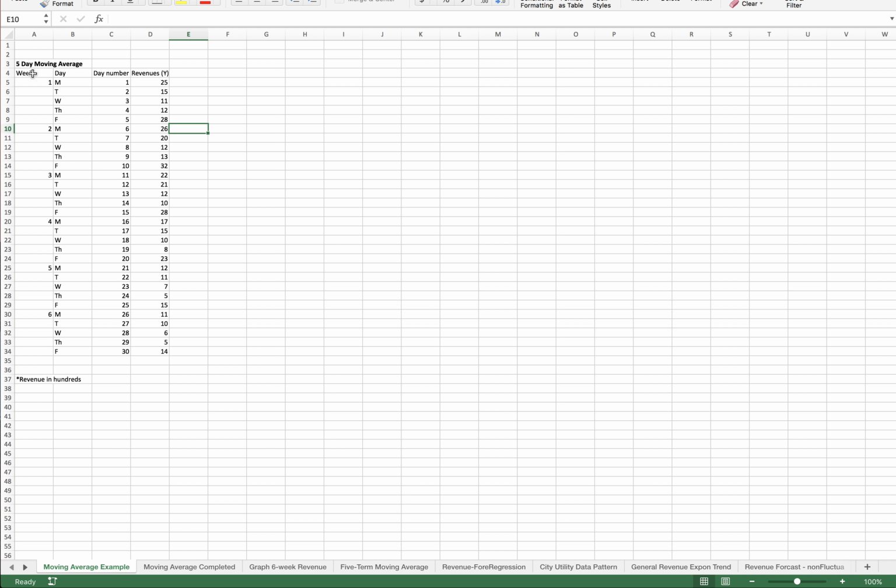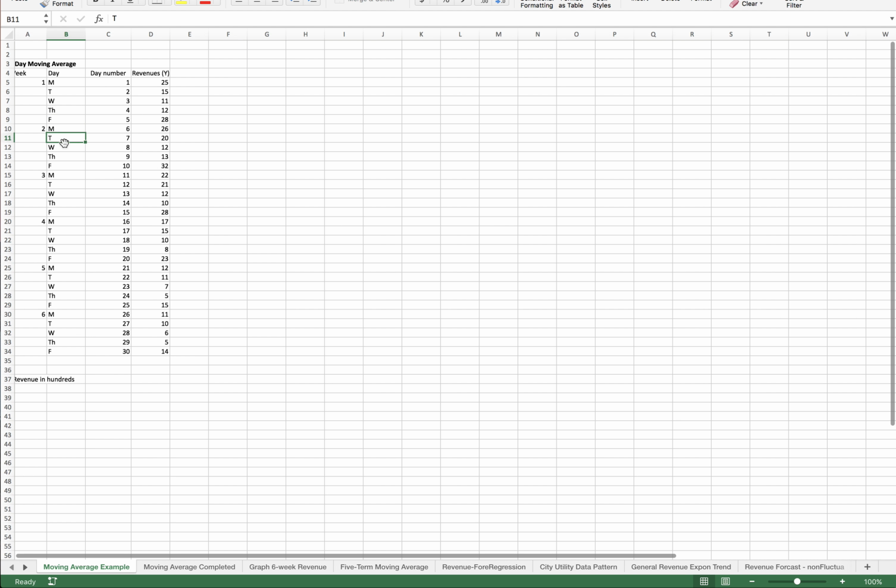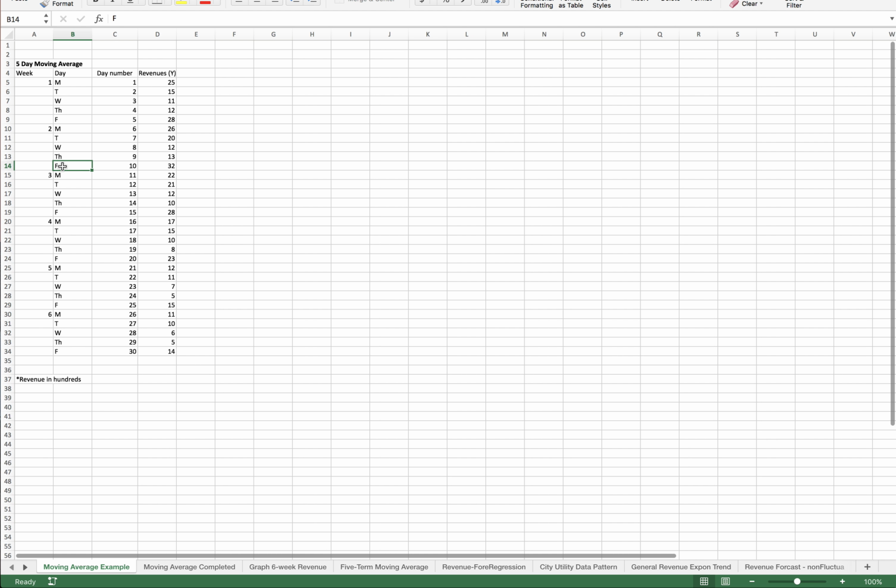So I set up my data right here, where I have my week, my day, then my day number, and then my revenues, right? Which is Y. And so you can see my week 1, week 2, 3, 4, 5, and 6. And then I have my days labeled Monday, Tuesday, Wednesday, Thursday, Friday. And this is a work week. And if you recall back to the prior video, in the lesson slides, I have an example that gives a scenario of why we're using 5 days over 6 weeks. Well, we're doing a 5 day moving trend.